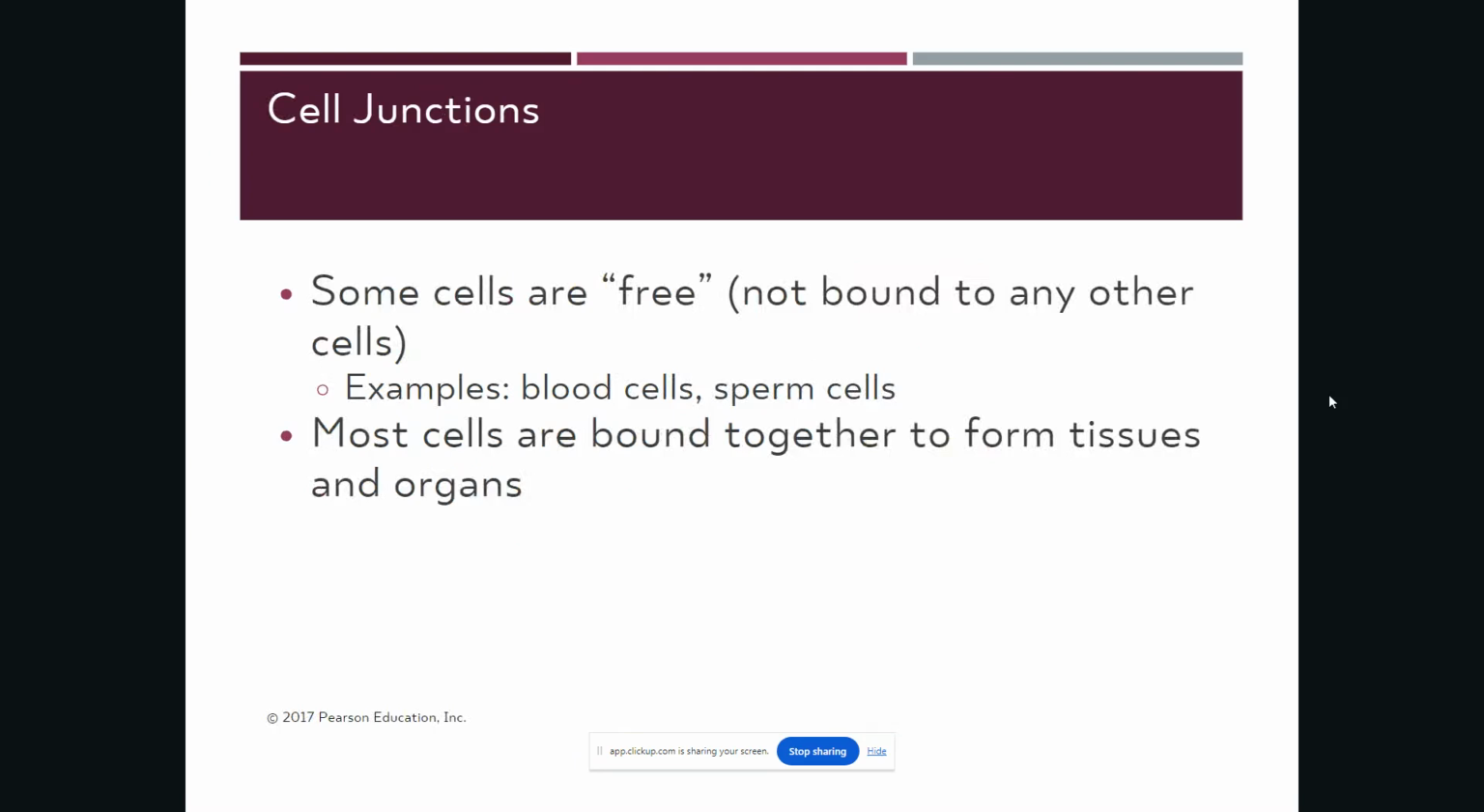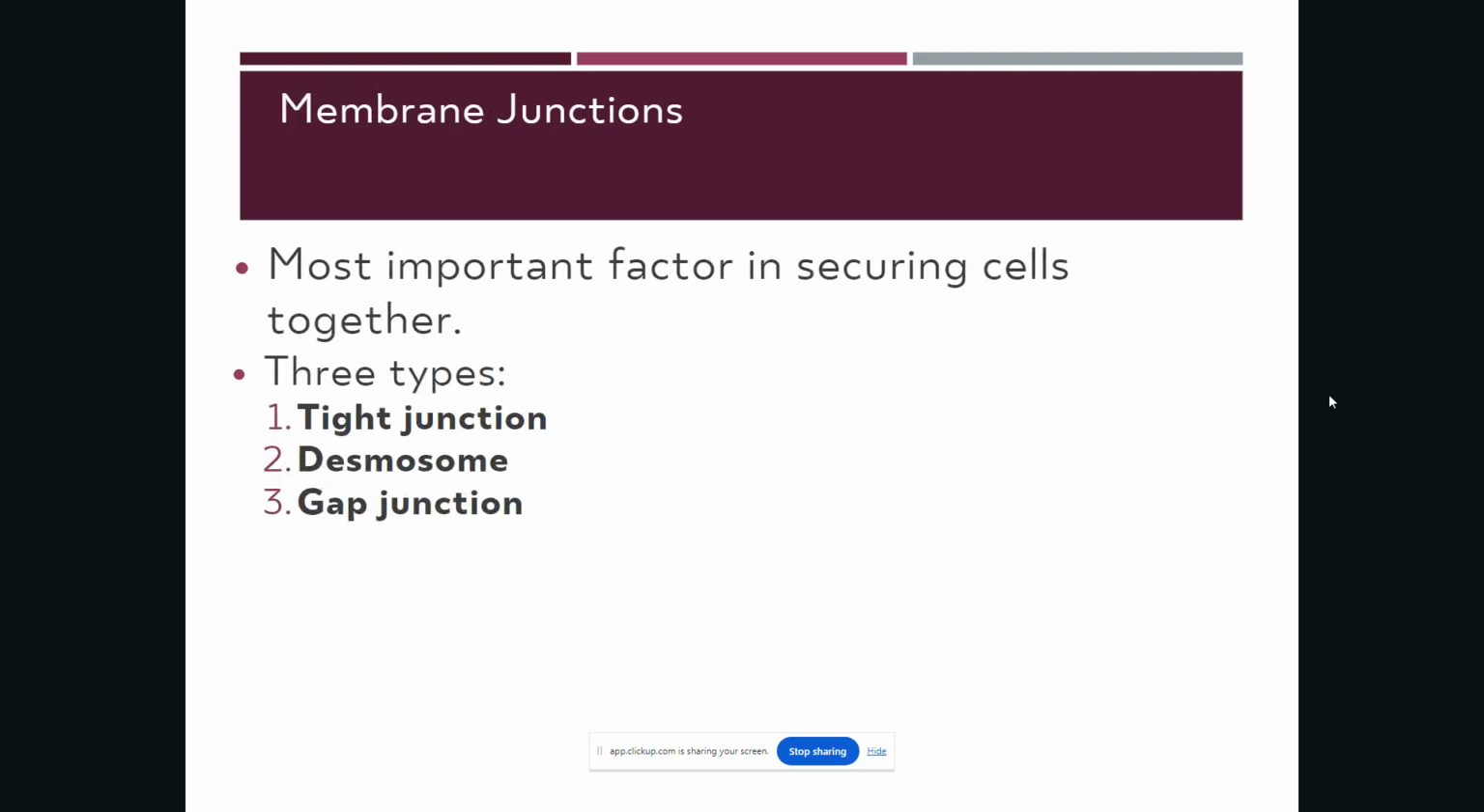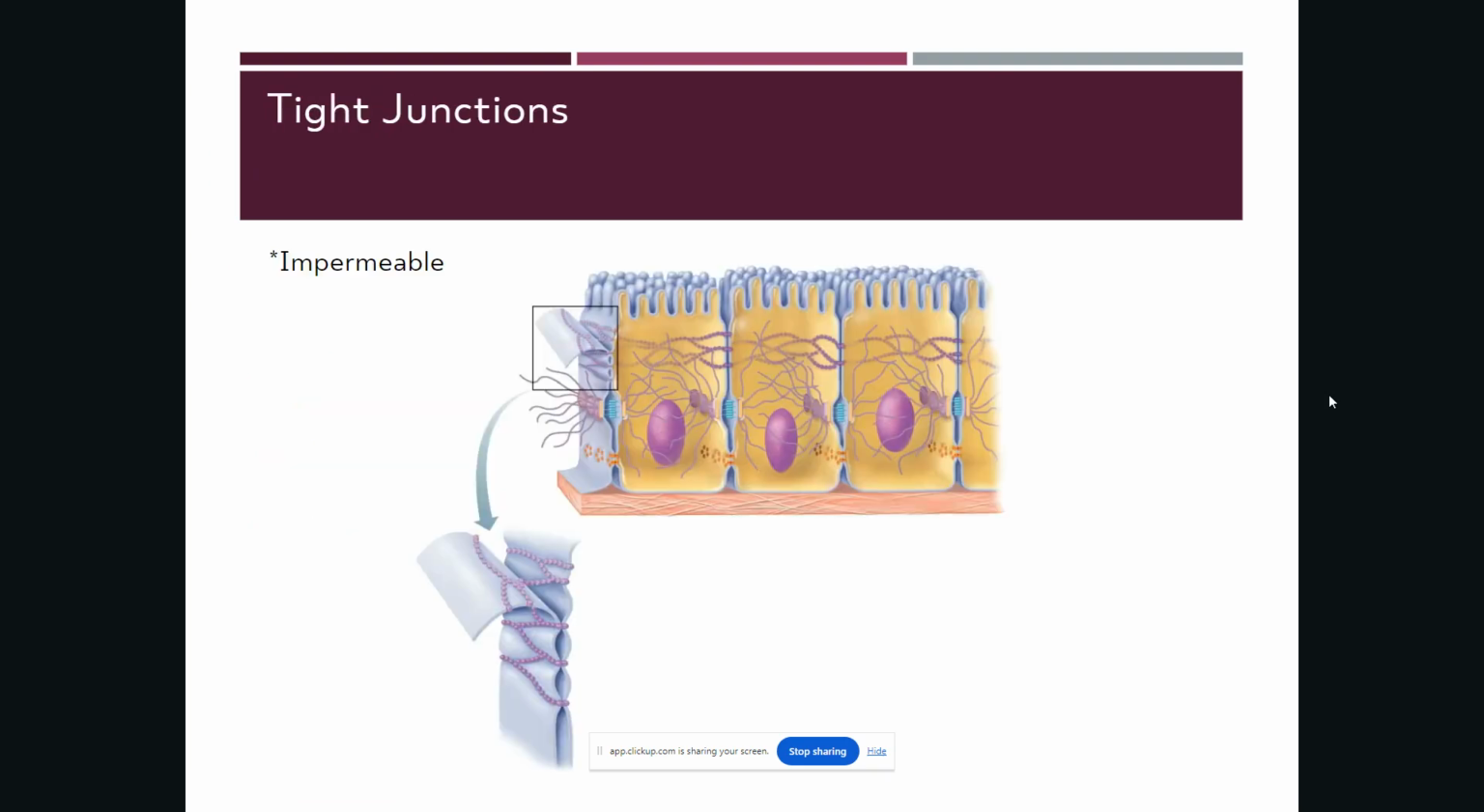And some cells don't form junctions. Some cells are free. They're not bound to any other cell, like spermatozoa or sperm cells and blood cells. But many cells are bound together, and they form tissues and organs. Some of the most important membrane junctions are of three types: tight junctions, desmosomes, and gap junctions.